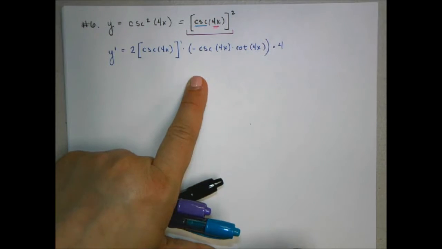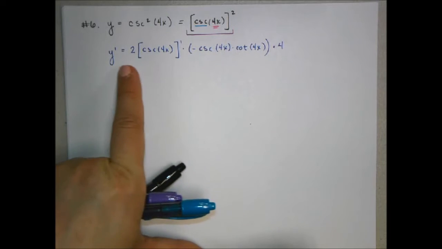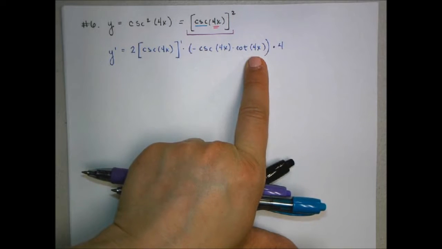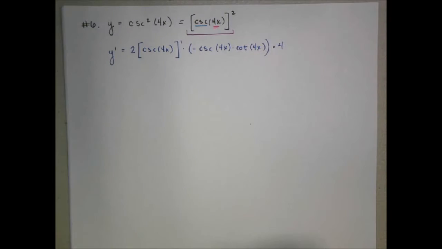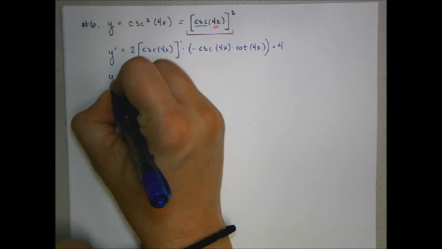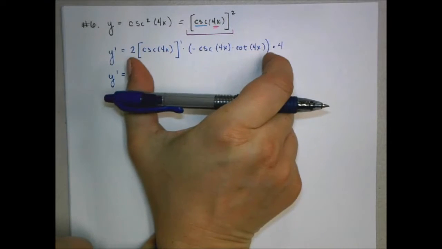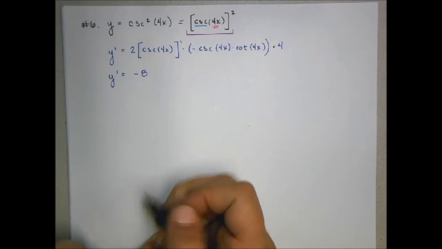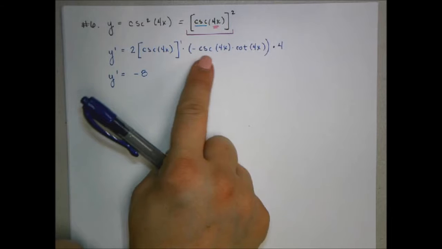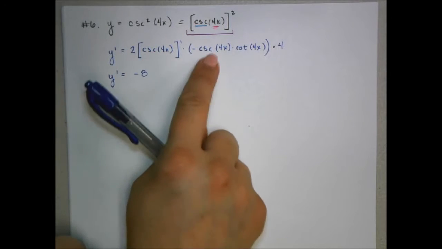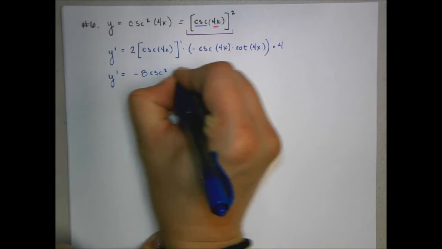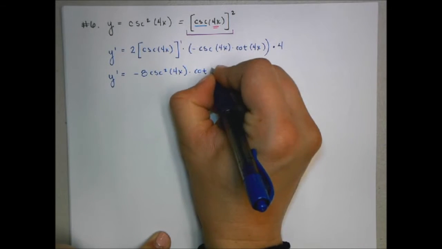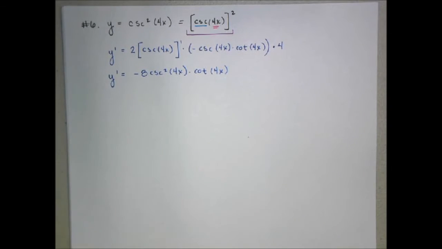Okay. So outer function derivative, power rule. Inside of that, trig function derivative. Inside of that, derivative of 4x is 4. So to simplify this, we'll multiply 2, 4, and the negative, so negative 8. Notice I have cosecant 4x times cosecant 4x. So I'm going to rewrite those together as cosecant squared of 4x, and lastly times cotangent of 4x. Our answer there.